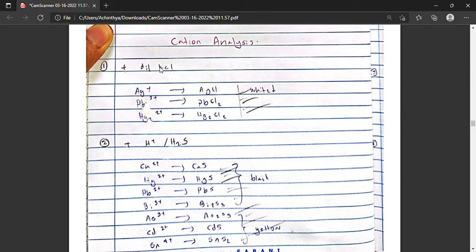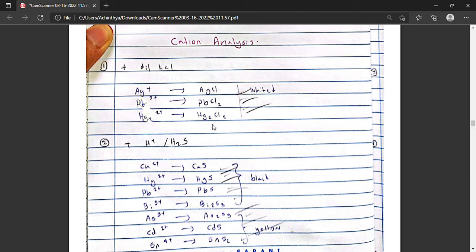And when we do so, a white precipitate might form. If a white precipitate forms, it could be silver chloride, lead chloride, or mercurous chloride. This is actually plumbous chloride, Pb2+. Pb4+ is plumbic chloride. Plumbic. So this is plumbous chloride.